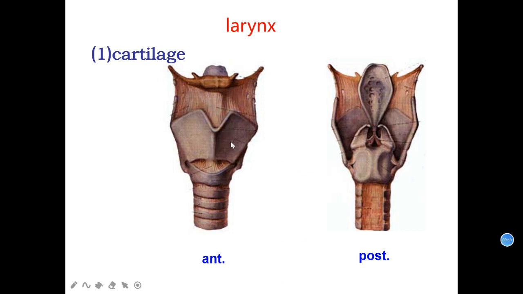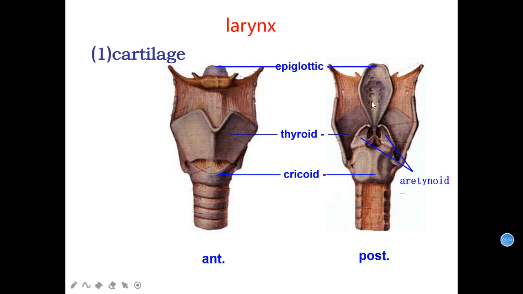The larynx is composed of some cartilages. First, the largest, the thyroid cartilage, then the cricoid cartilage, epiglottic cartilage, and two arytenoid cartilages. This is the anterior view, here is the posterior view. Between these cartilages, there are some joints. For example, this is the cricothyroid joint, and this one, the cricoarytenoid joint. And there are some membranes.